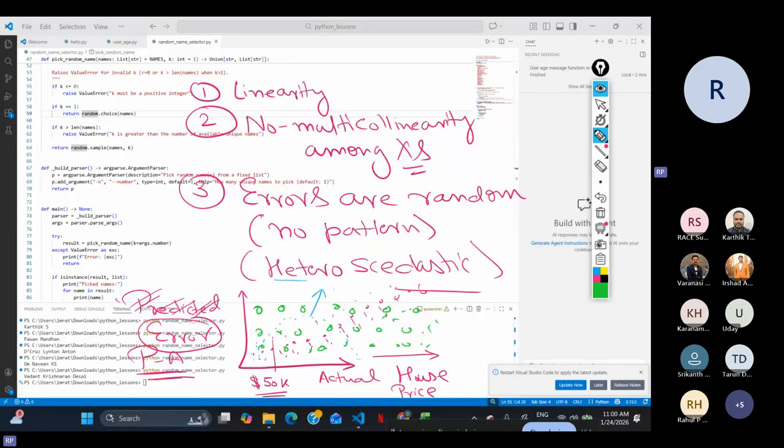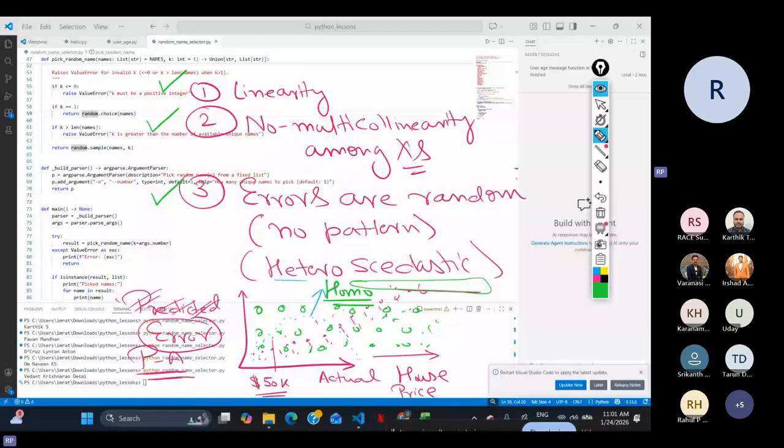So no pattern and homoscedastic are kind of the same. You can look up the word, but it's basically saying the pattern is similar. Homo meaning similar, hetero meaning different. So there should not be a different pattern in the error distribution. They should all be the same pattern, right? So the three broad assumptions: linearity, no multicollinearity, and the errors are randomly distributed. Then you have a good model in your hand, right?